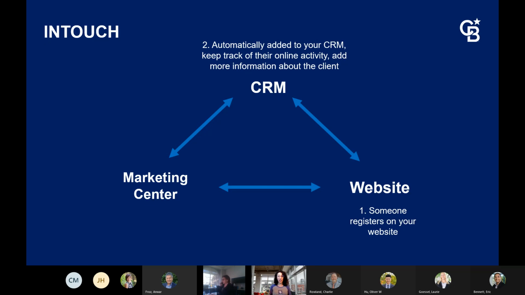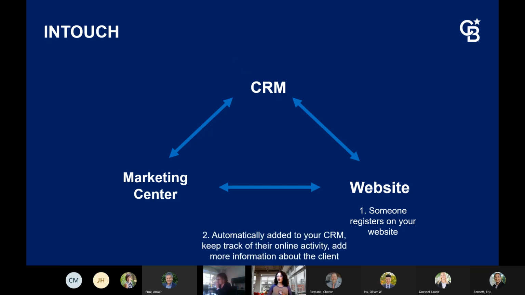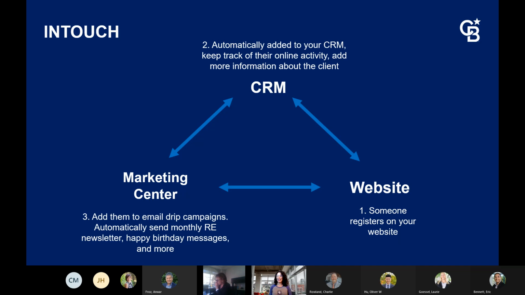So now that you have them as a contact, you can continue and add them to your email drip campaigns. And now you'll be able to start staying in contact on a monthly basis, just sending them their newsletter, sending them a happy birthday message, or congratulations, or a happy anniversary for your home. It's been a year. How is it doing? Are you ready to upgrade? Things like that.